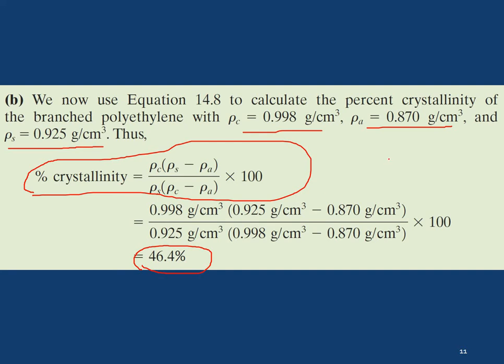So the other 53.6% would be amorphous. So the polyethylene polymer, you can say, is that more than half of it is amorphous, and less than half of it is crystalline structure. Okay, so that was it. Thank you.